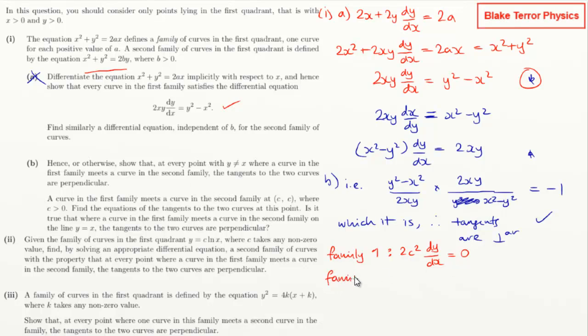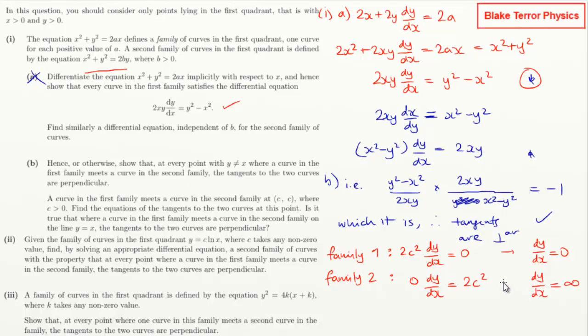And then for family 2, we have got that 0 times dy dx is equal to 2c squared. Okay, so in this one we've got dy dx is equal to 0, and in this one we've got dy dx is equal to infinity. Okay, so we've got a horizontal line and a vertical line.